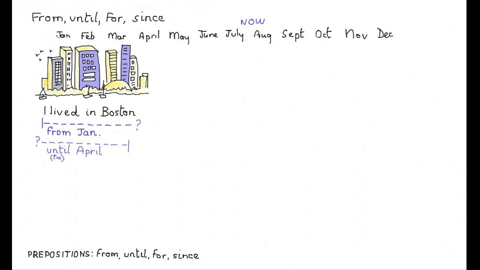Let's try one more expression, a little bit different. This covers the period of time. It doesn't say when it started, but it says how long. It's answering the question, how long? I lived in Boston for 3 months. Right, let's move on to the next picture.